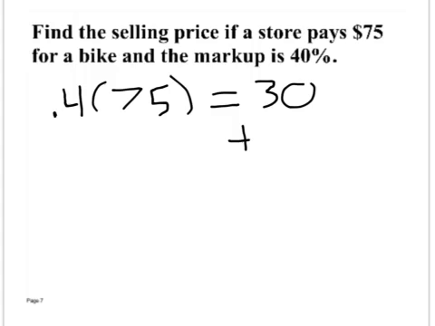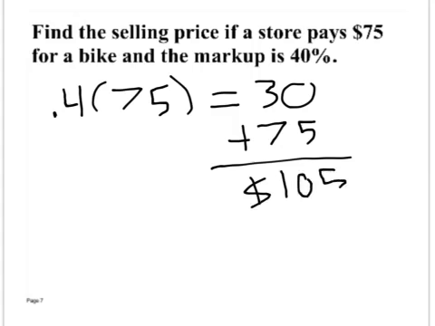We add that to the original, what it started out at, 75. That means they're going to sell it for $105. Their profit is $30. They put it on the shelf for $105. When you buy it, you pay the store $30 more. That's what their profit is, because they have to take that 75 and pay for the bike. Here's the other way.